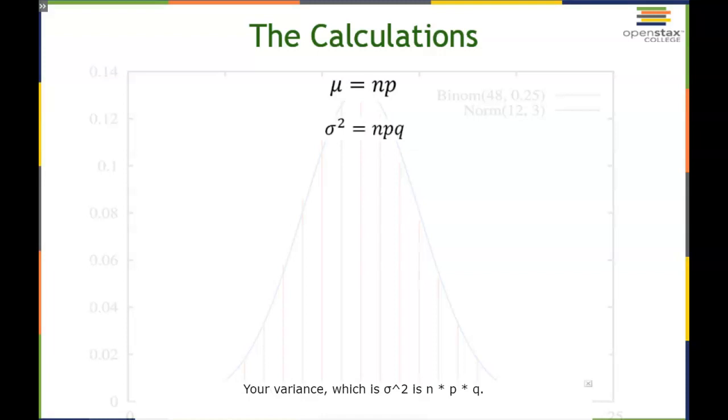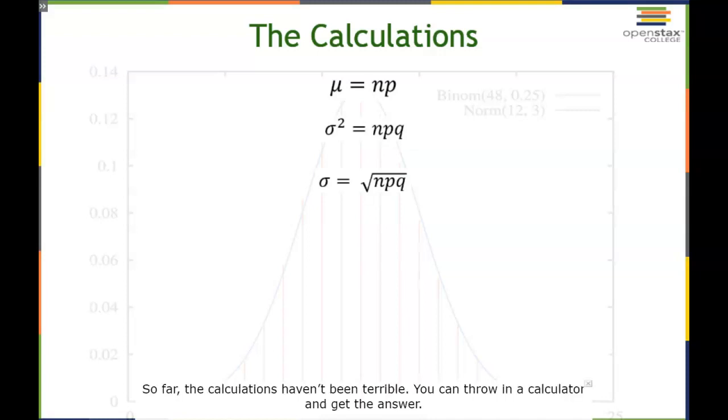Your variance, which is sigma squared, is n times p times q. Yep, that would be like 50 times 0.70 times 0.30. Pretty straightforward. Your standard deviation is just the square root of n times p times q. So far, the calculations haven't been terrible. You can throw them in a calculator and get the answer.